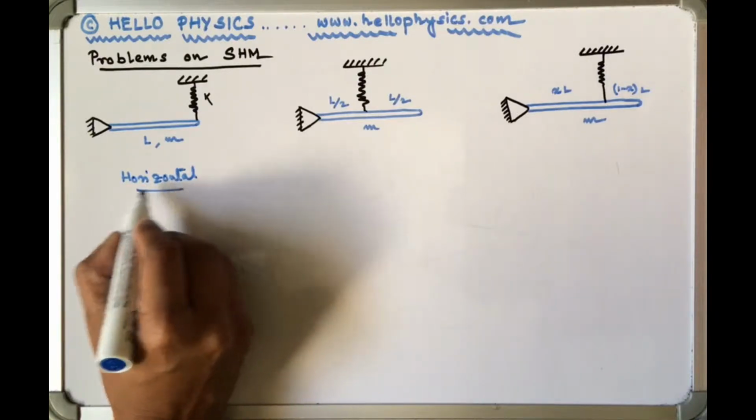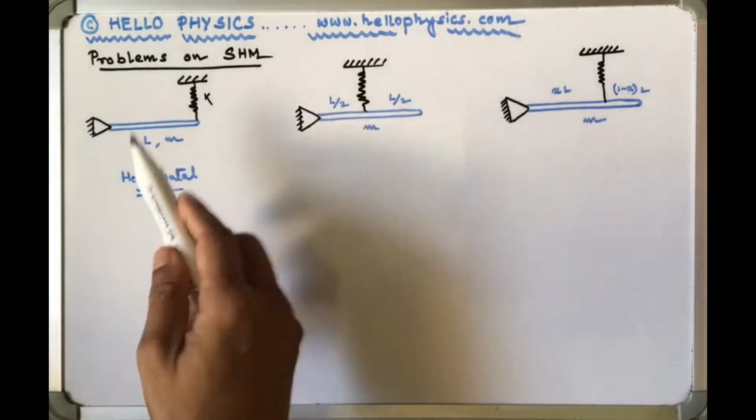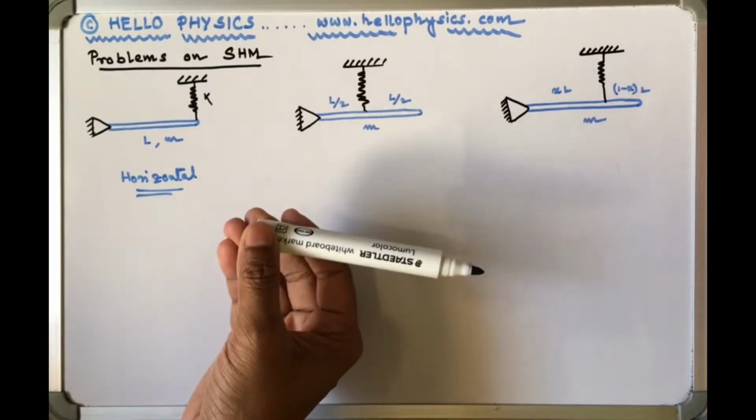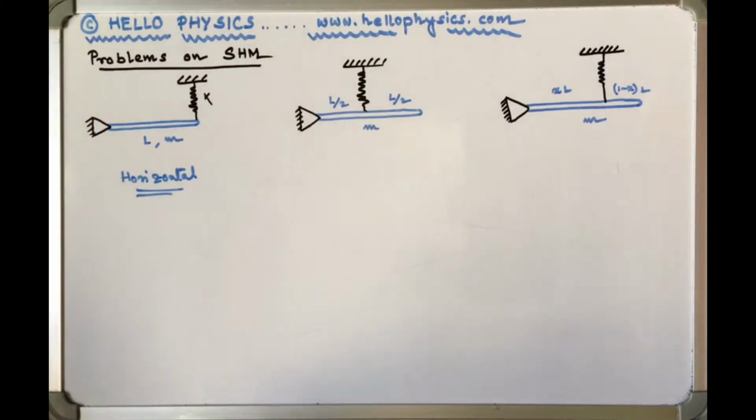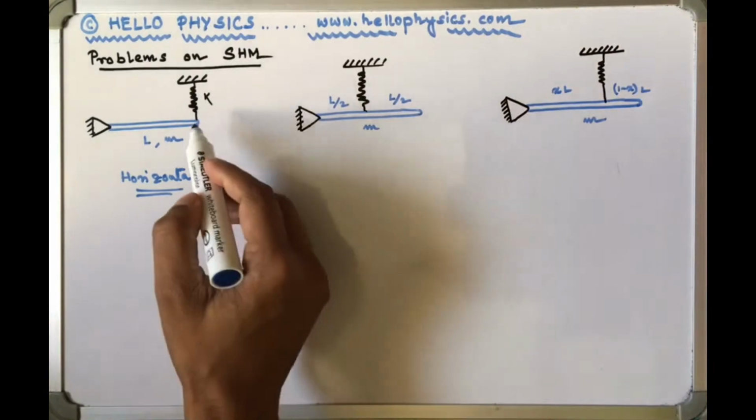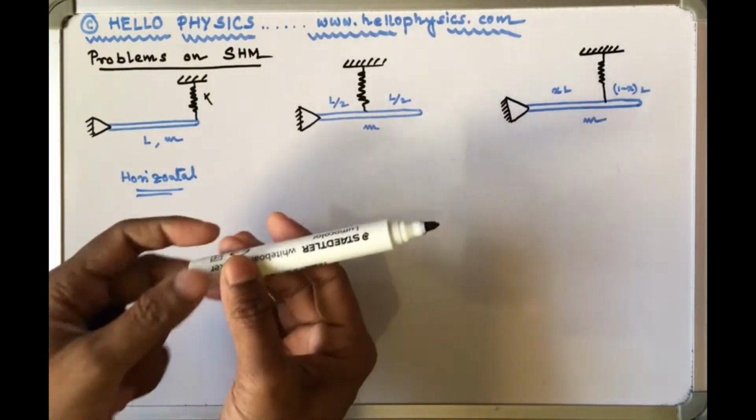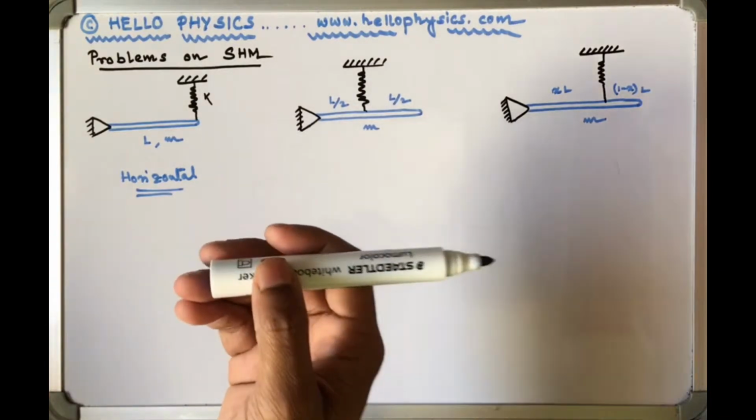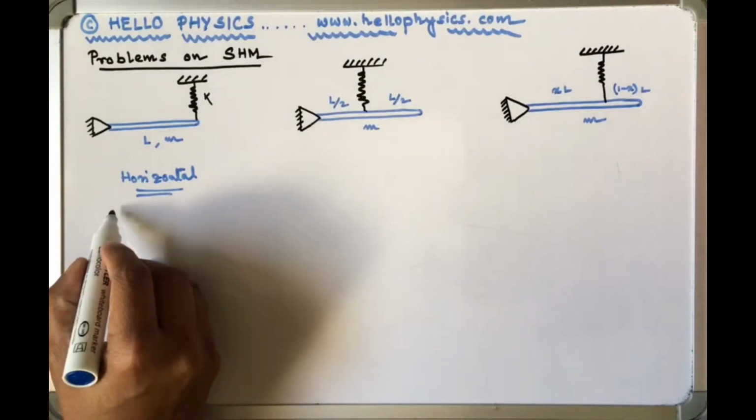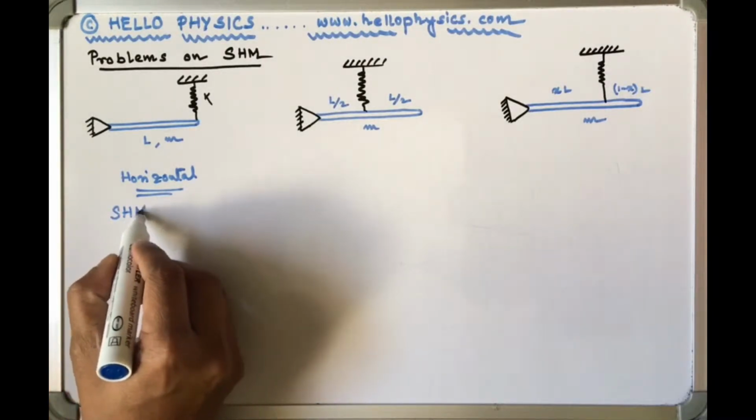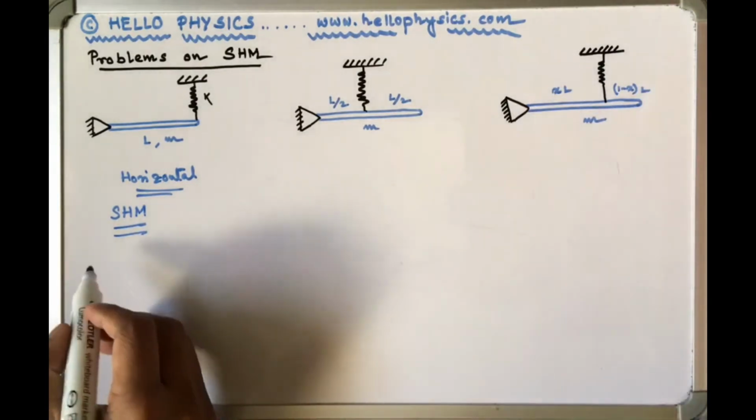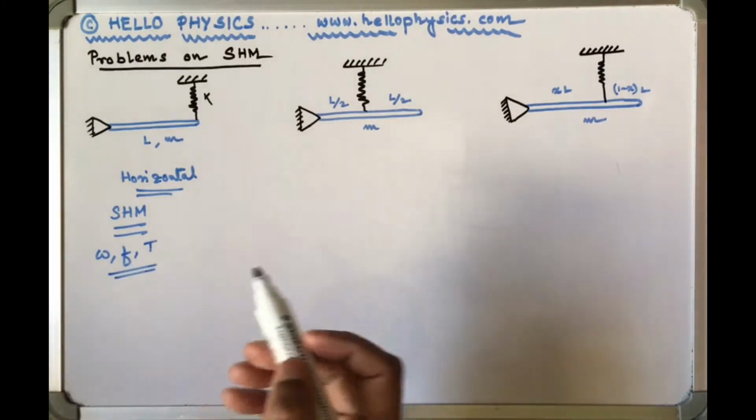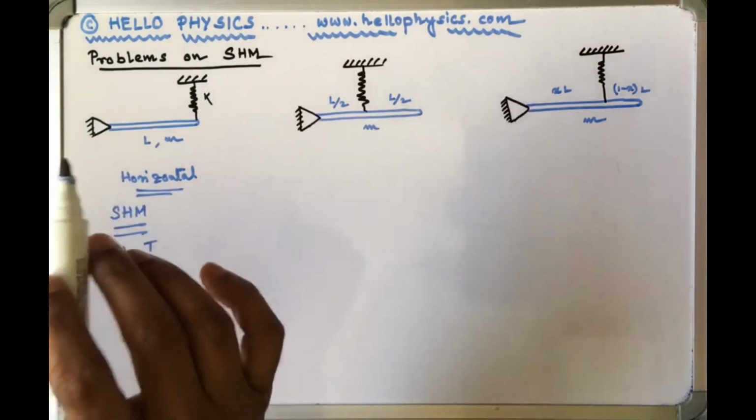This information is given in the problem that when the system is left as it is, the rod is completely horizontal. It hasn't bent like this. What you have to do is, if this rod is given a small disturbance downwards or upwards, you have to find out whether, in that case, the rod undertakes a simple harmonic motion, and if so, then find out what is omega, what is F, and what is T. This is the first problem.